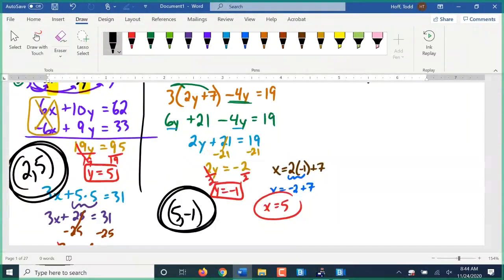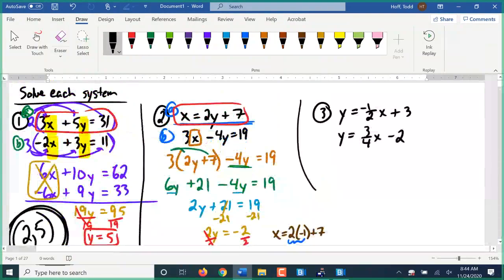So that system was less work to solve if we use substitution, once I wrote it correctly. Sorry about that.